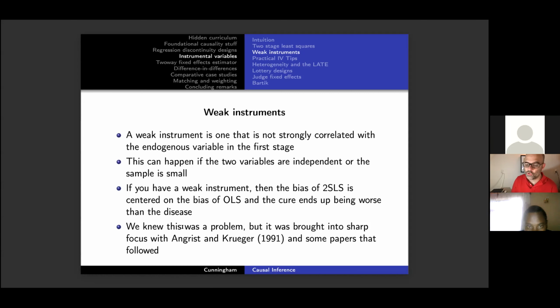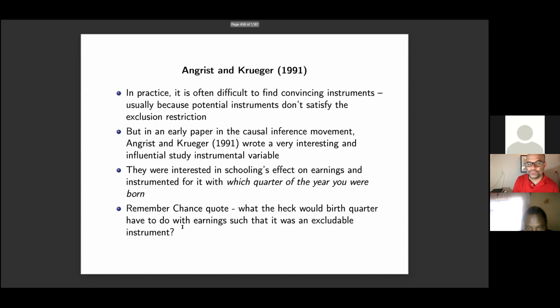So we knew this was a problem, but it got into sharp focus after this paper in 1991 by Alan Krueger and Josh Angrist. That led to a response paper, but at the same time there were some other papers interested in the econometrics of weak instruments. And that's just sometimes how it goes. Sometimes an applied paper or a set of applied papers will get the attention of econometric theory and build it up a little bit more. And that's what happened here.